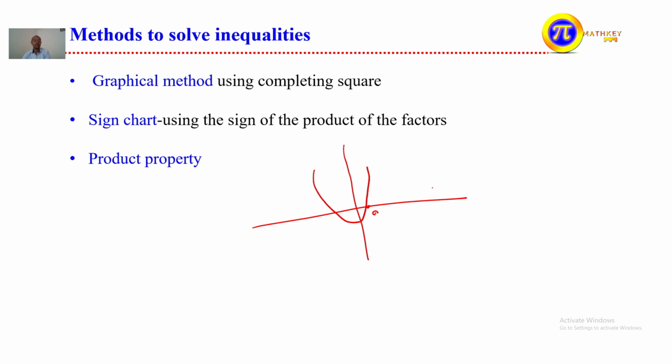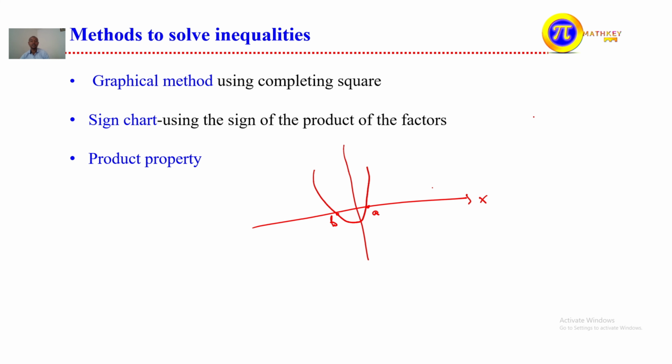Let's say this is point A and this one is point B. If you consider here, the graph is below the x-axis when x is between A and B, so it is negative. At the right side of A the graph is above the x-axis, so it is positive. At the left of B also it is positive. But at A and B the graph is 0, that means f of x is equal to 0. We call this the graphical method to find the intervals that satisfy whether it is greater than or less than.